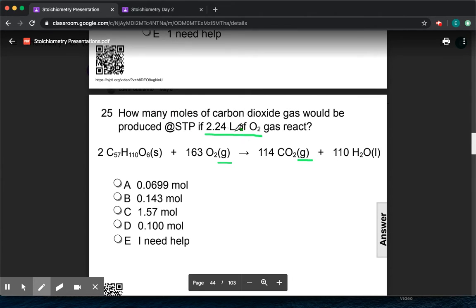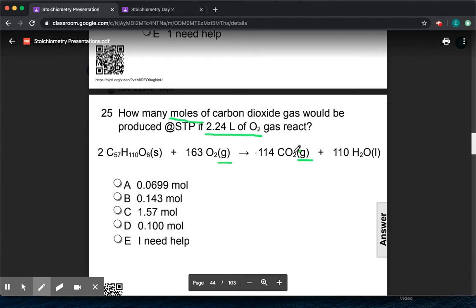Okay, so we want to go from oxygen to CO2, but pay attention to the units. They want to know your final answer needs to be in moles. So to answer this question, we can either convert the volume to moles now, or we can do that at the end. I'm actually going to do that at the end just to change it up a little bit.